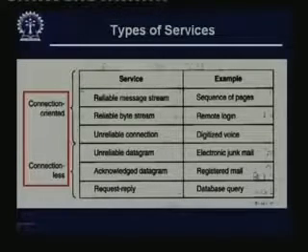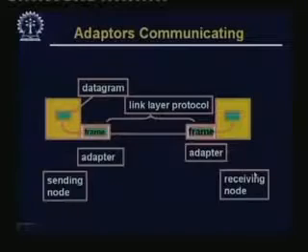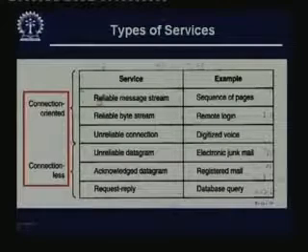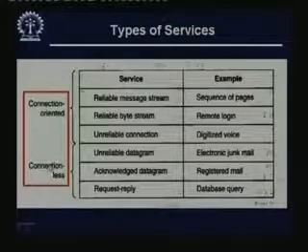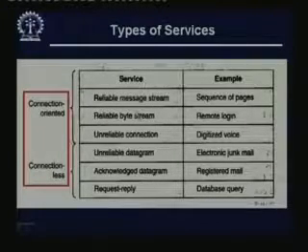So, these are some examples, not very important. Sorry. So, it is a reliable message stream. It may be connection oriented service or it may be connectionless service. It may be a reliable message stream or reliable byte stream. Reliable message stream, a sequence of pages; reliable byte stream, let us say remote login. So, they are coming byte by byte. Here it is coming page by page. Unreliable connection like digital voice, unreliable datagram. But when you come to datagram, this becomes connectionless service: unreliable datagram, acknowledged datagram, request reply.